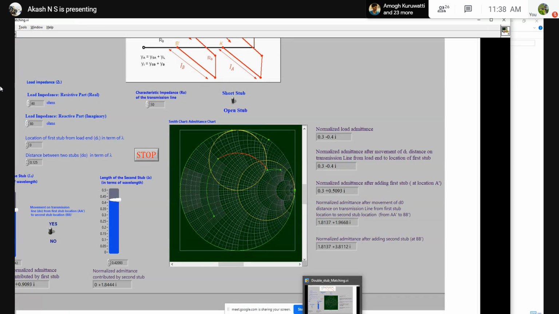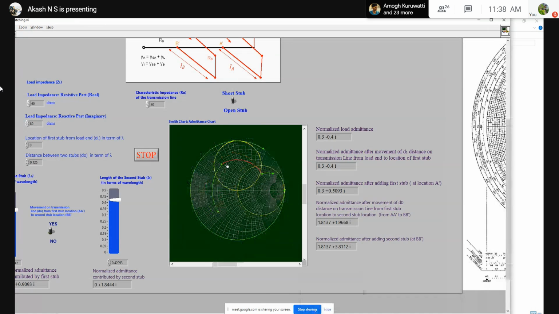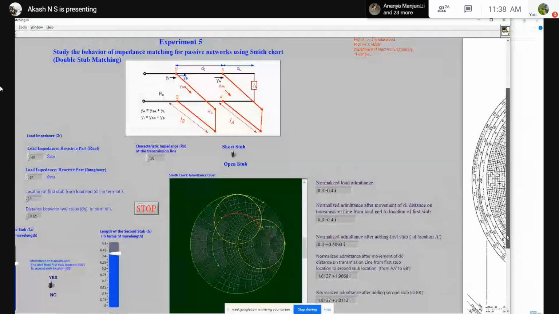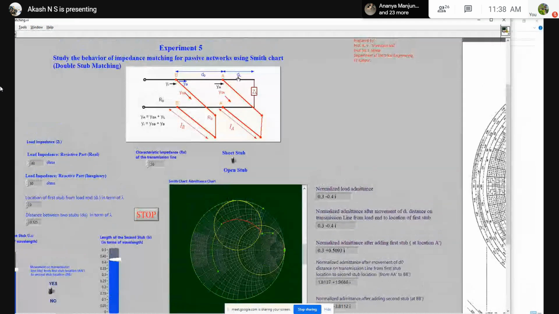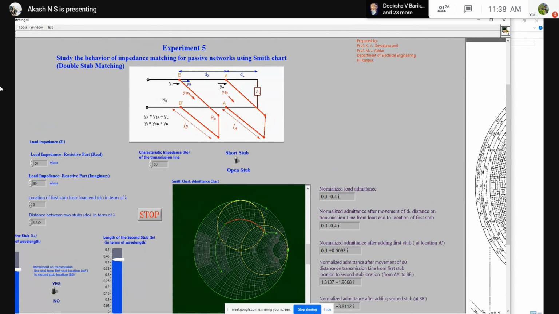This is the double stub, where we will have two stubs, as we can see here. One stub is at a distance of DL from the load impedance ZL, and the other is at a distance of D0 from the first stub. This is the pictorial representation of the stubs. This is similar to the previous one, but here we will have two stubs.